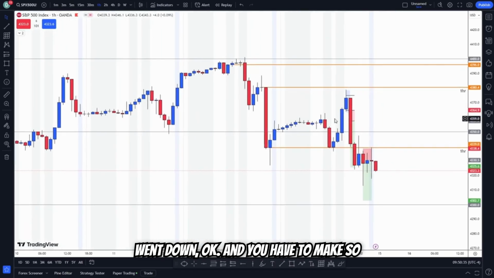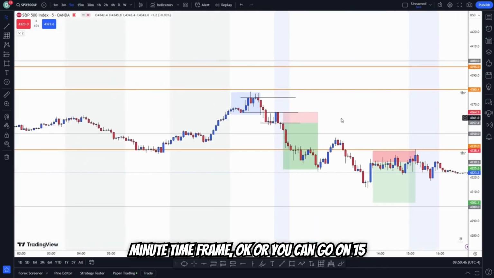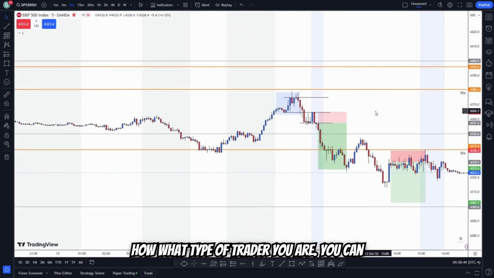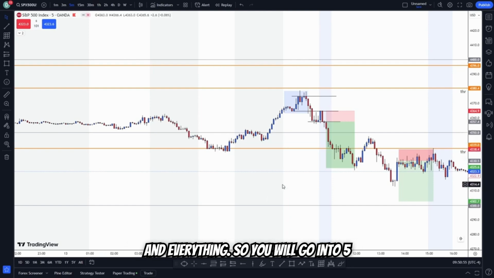So the first point, you have to make a higher time frame narrative, whether it's bullish or bearish, and then you have to go into the 5-minute time frame. Or you can go on the 15-minute time frame. It depends on you, what type of trader you are. You can do swing trading with this also, and you can do any trading. And it works on BTC and everything.